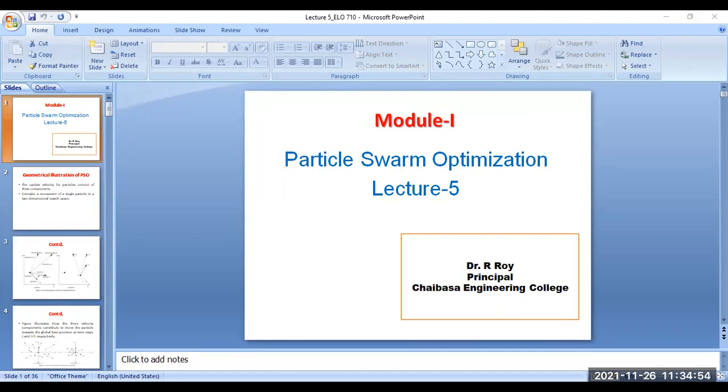So first, the update velocity for particles consists of three components. We know that any updation of the velocities, we know that velocity.